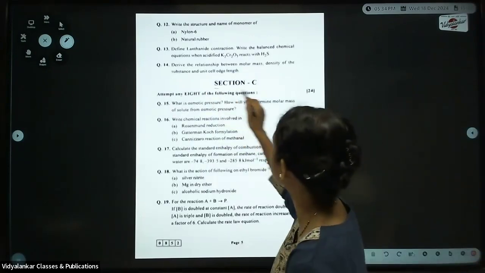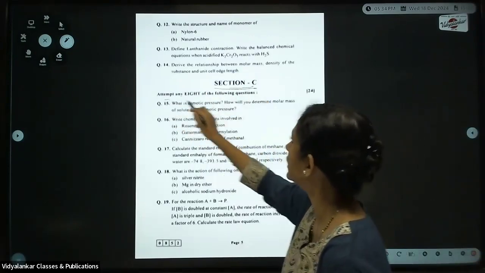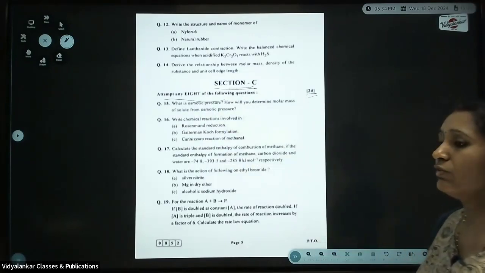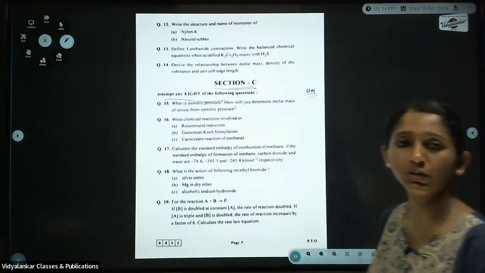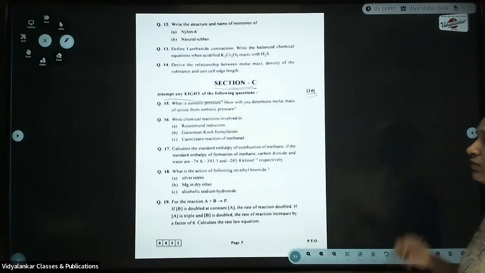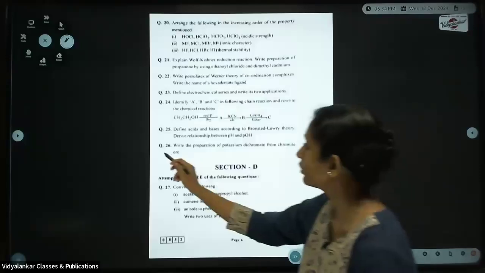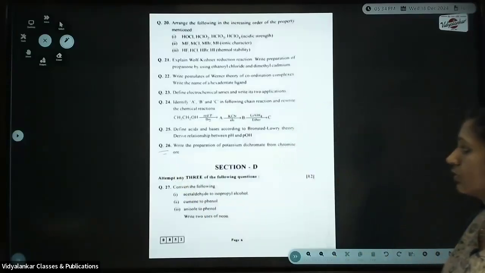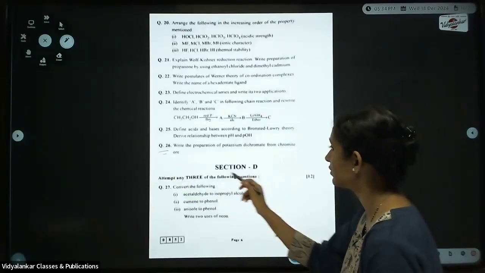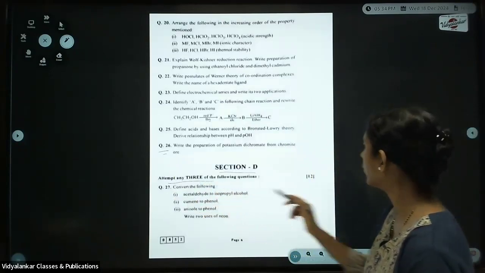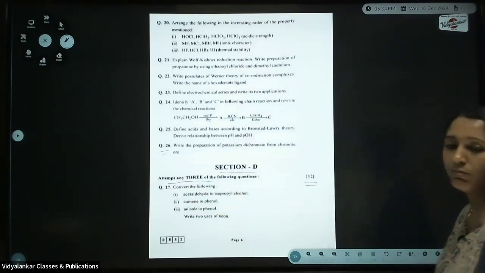Here this is section C. Attempt any 8 from the following for 24 marks. Again, first tick mark the question numbers, and then start writing. So this section starts with question 15 and ends with question number 26. And here this is the last section, section D, where you attempt any 3 from the following for 12 marks.